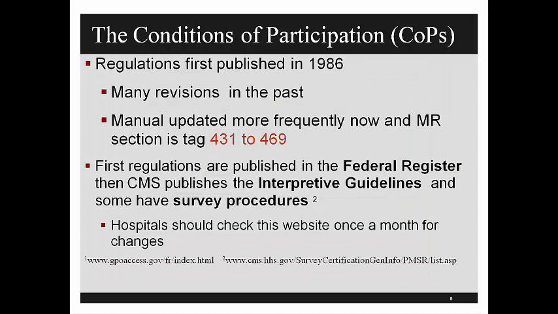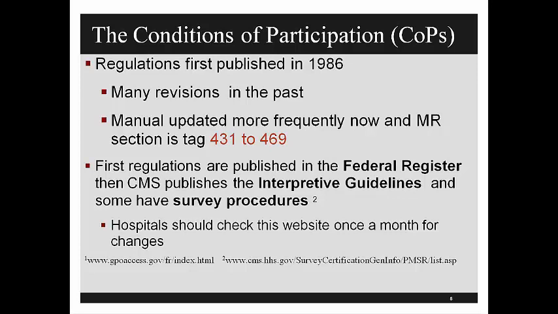Now, the conditions of participation first came out in 1986, and there have been a lot of changes. Today we're also going to talk about what currently is in the section on medical records, and we are going to talk about some significant proposed changes that CMS wants to make in the medical records section. The section of the manual, if you've ever taken a look at it, has section numbers or tag numbers. And the medical record section goes from tag 431 to tag 469. And if you ever look at one, I'll show you what a page looks like.